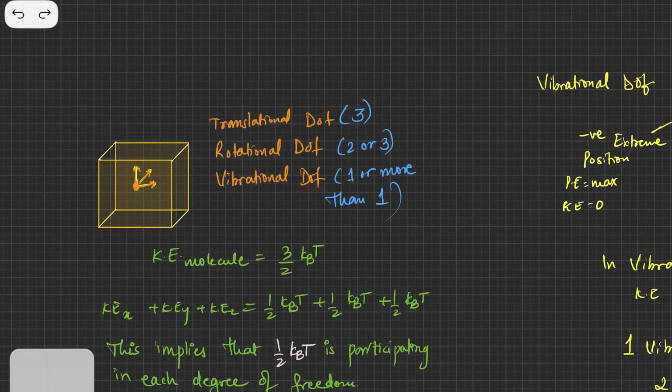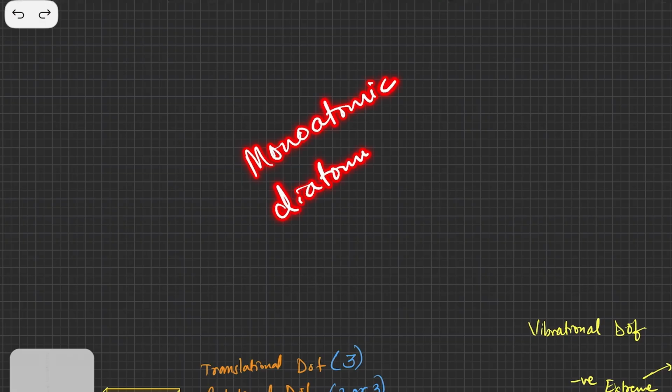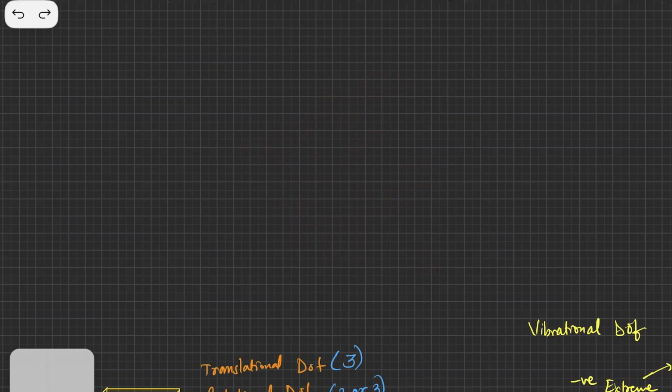More on this when we discuss the specific heat capacity of monoatomic, diatomic, and polyatomic gases. So let's be positive; in the coming videos we'll be discussing all this, finding out the ratio of specific heats for all these kinds of gases.